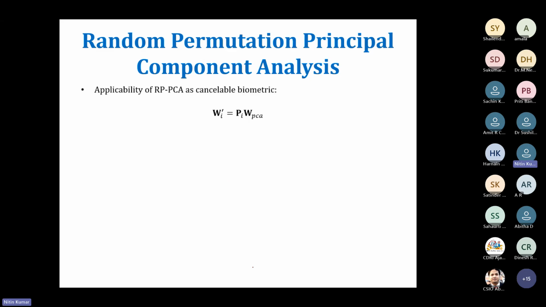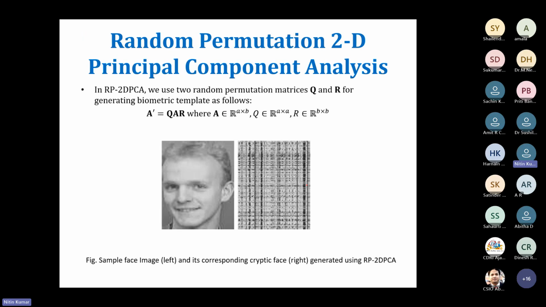Now here we have used the same kind of transformation for all the samples, but that is not practical. If there are say 1,000 people, I cannot use the same random permutation for all of them, because once that random permutation matrix is stolen or compromised, all the people's biometric data will be available to the intruder. So I can use a Pi for individual users, so that I have a different transformation for different users, and the data of each person is more secure.